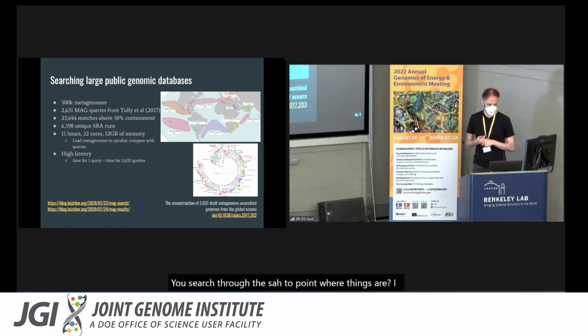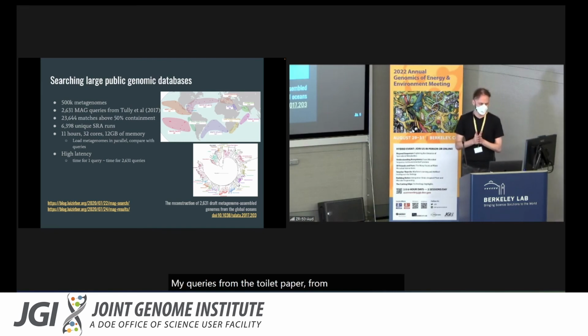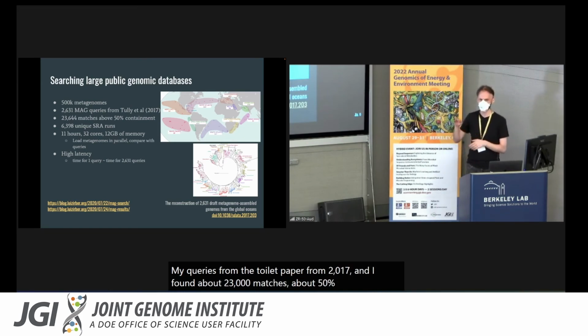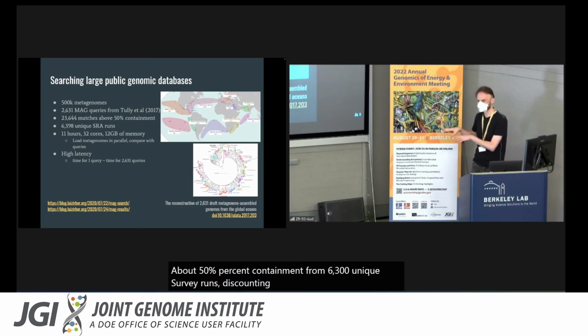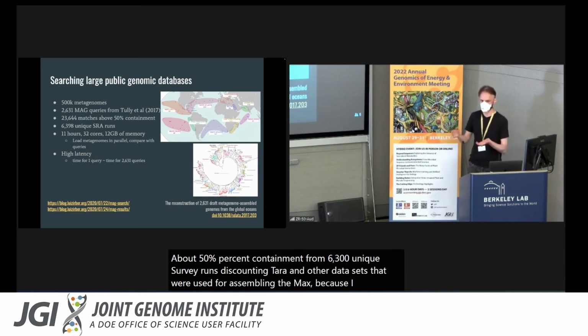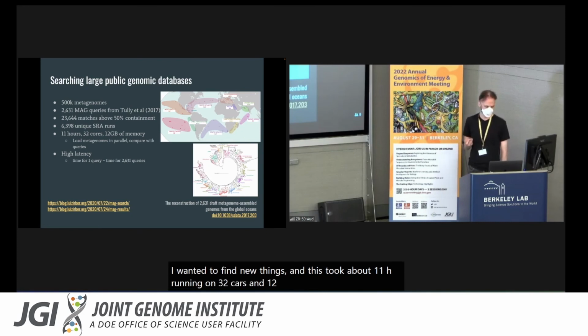The first time I tried this, it was with the 2,600 MAG queries from the Tulip paper from 2017. And I found about 23,000 matches above 50% containment from 6,300 unique SRA runs, discounting Tara and other datasets that were used for assembling the MAGs, because I didn't want to cheat. I wanted to find new things. And this took about 11 hours running on 32 cores and 12 gigs of memory.